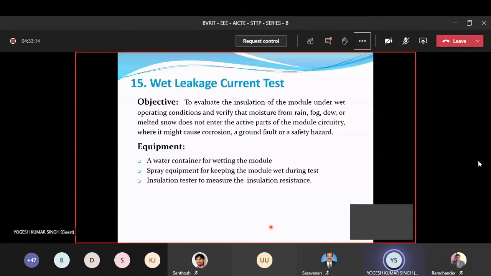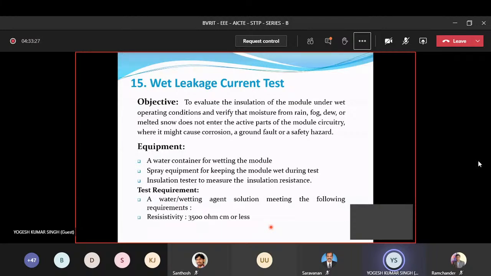Then we take the insulation tester to measure the insulation resistance, and then we require the test requirement, a water wetting agent solution meeting the following requirements: the resistivity around 3400 ohm centimeter or less, and the surface tension around 0.3 newton per meter or less, and the temperature in that particular condition is around 22 plus minus 3 degrees centigrade.